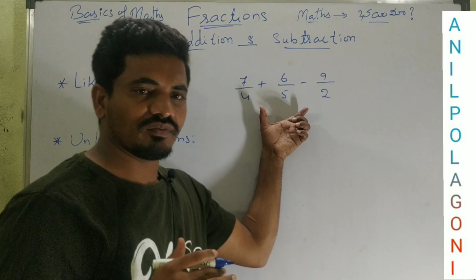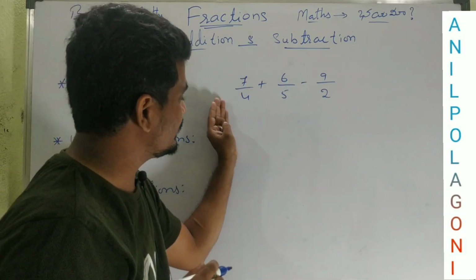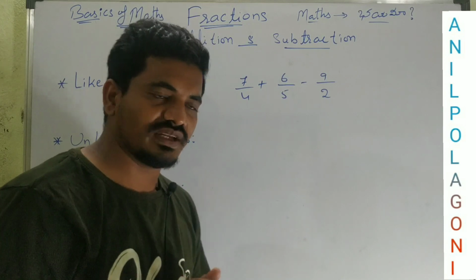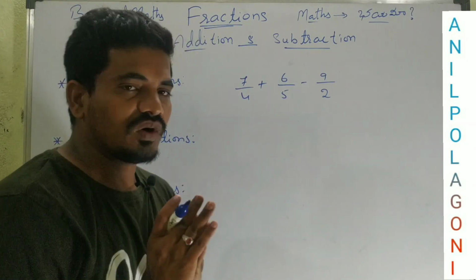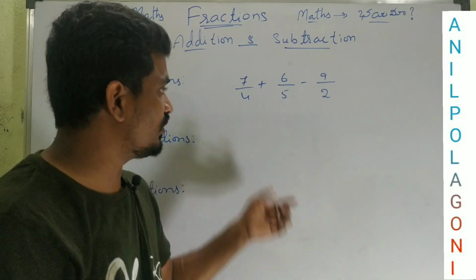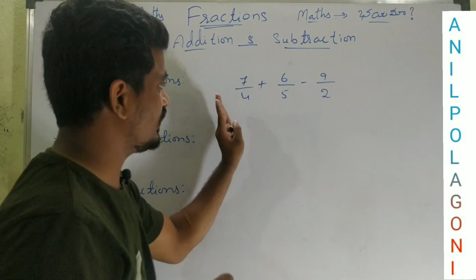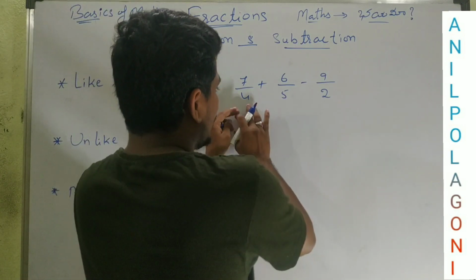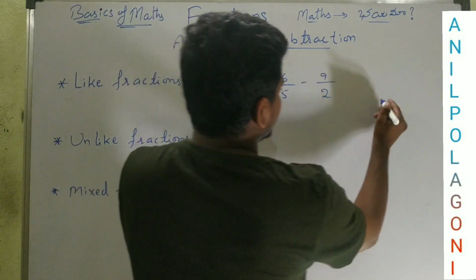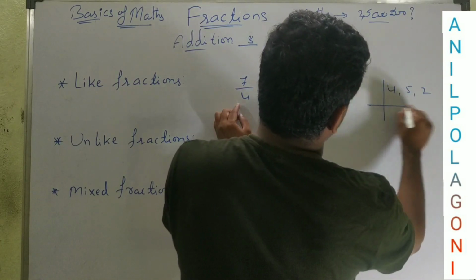Now I am taking one question here, with 3 fractions, and all these fractions are unlike fractions. If you want to simplify these and do this sum, we have to take the LCM of the denominators. Yes, we know how to find the LCM of the denominators.